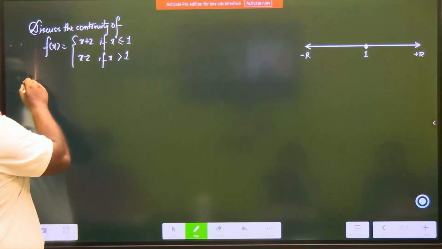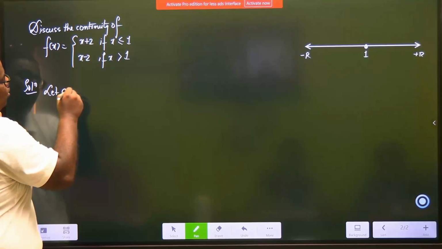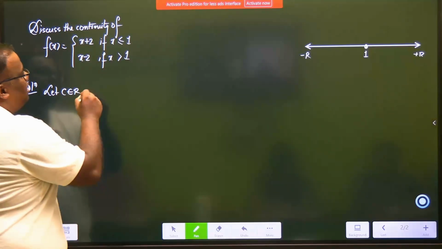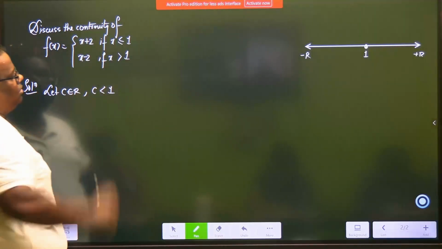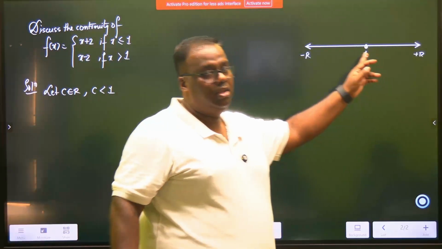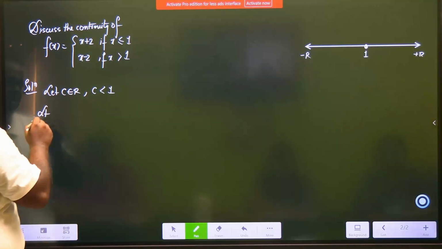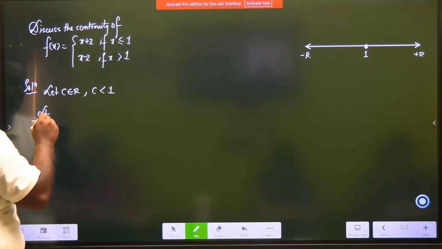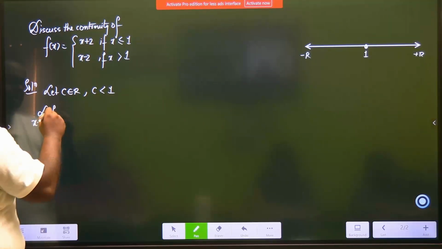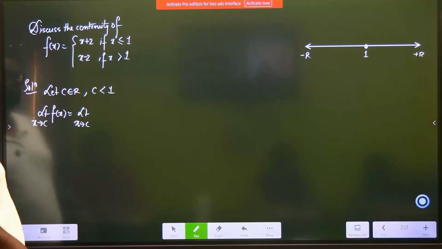So let's say our solution would be, let C belong to R. C is any arbitrary point, and we'll first target the top function. And we say C is less than 1. Right, children? C is less than 1 means I have not touched 1 from this end. Now I'll try to evaluate the limit. Limit x tends to how much? X tends to C, and I write here f of x, limit x tends to C. Children, which function should I pick up now?